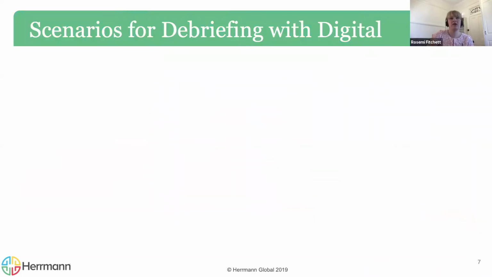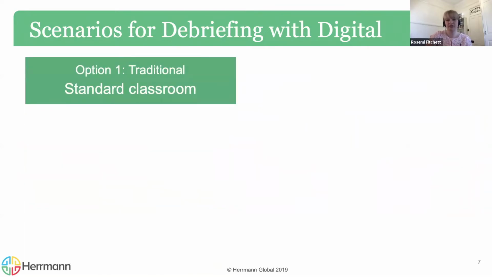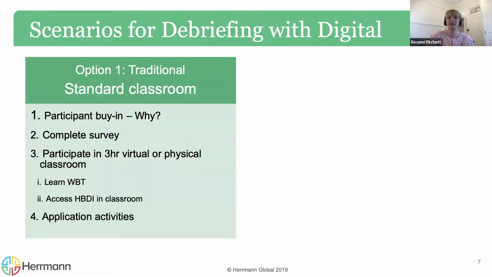So to get a bit greener and to think about the scenarios for using digital, there are two essentially. There's your traditional standard classroom where you still have 3 hours of learning. It's maybe face-to-face, it could also be virtual. And what happens in that process? The first thing is participants need buy-in. Participants need buy-in irrelevant of using digital or not using digital.